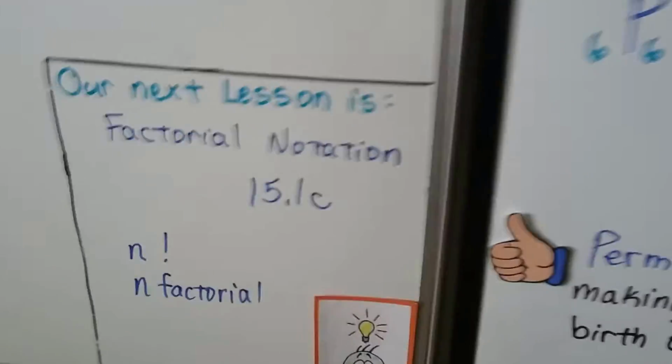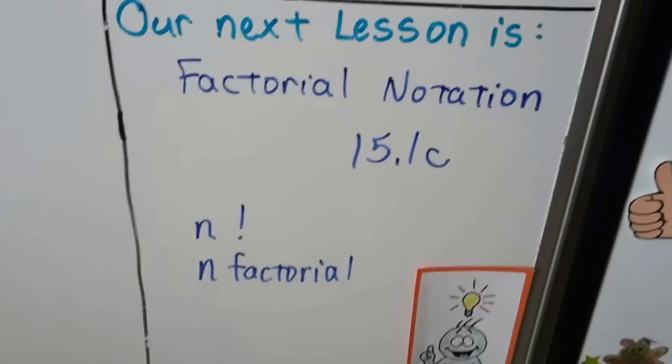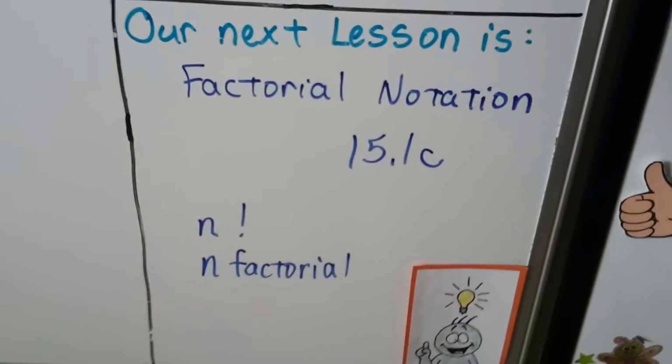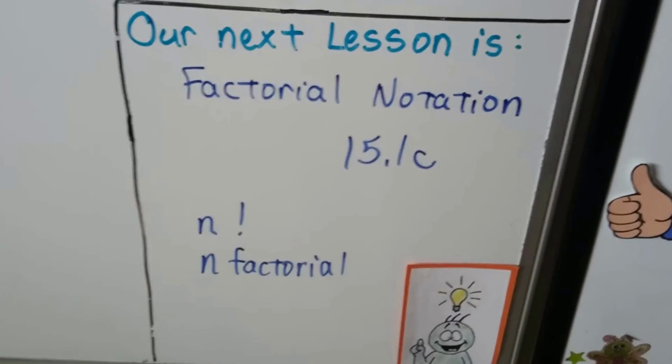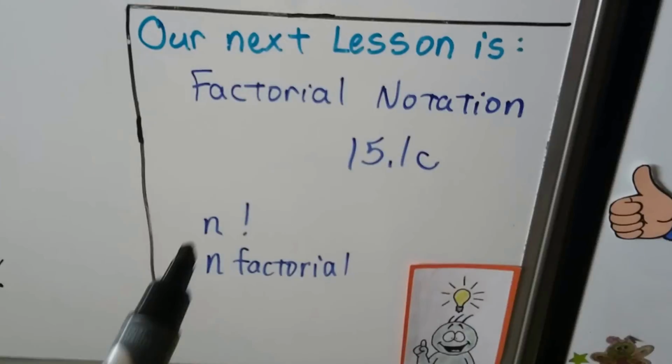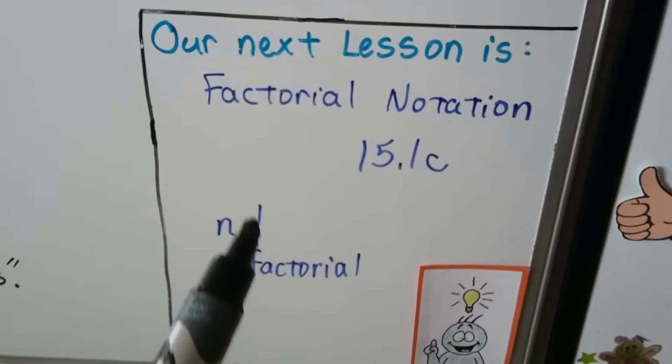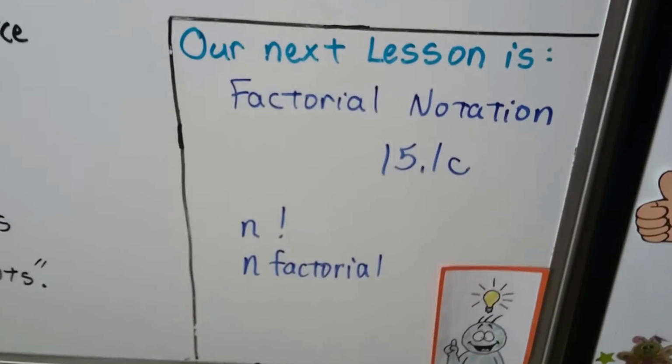Okay? Our next lesson is factorial notation. It's going to be 5.1c. So if you've never seen an exclamation point in math, you will now. So this is n factorial. That's how you read the exclamation point, as factorial.